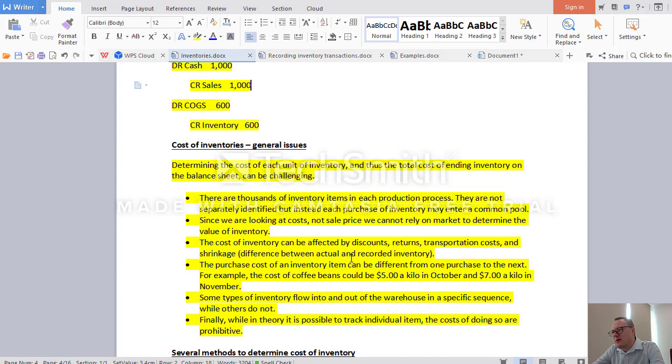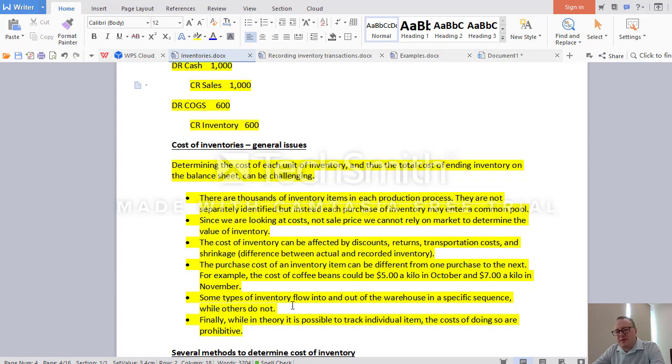Then it may be possible that you purchase inventory in October at one price, but then in November it has a totally different price. So it is possible that there is inflation and deflation, and the costs of inventory increase or decrease.